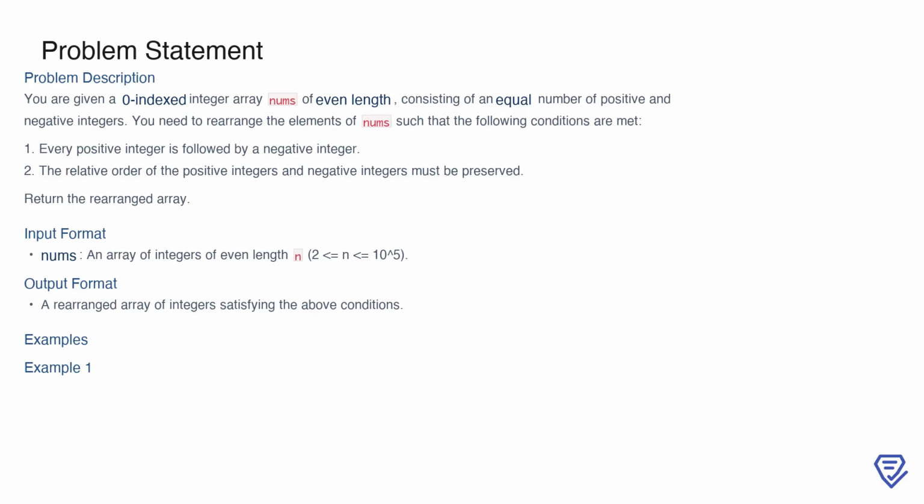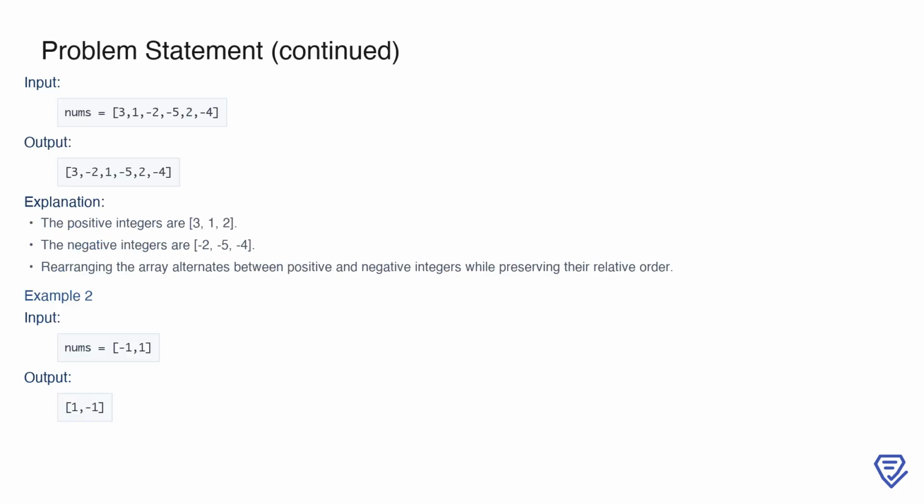For the input format, nums will always be an array of integers where its length is even and can range from 2 to 100,000. The output format is simply the rearranged array that satisfies these requirements. Let's look at an example to better understand the problem.